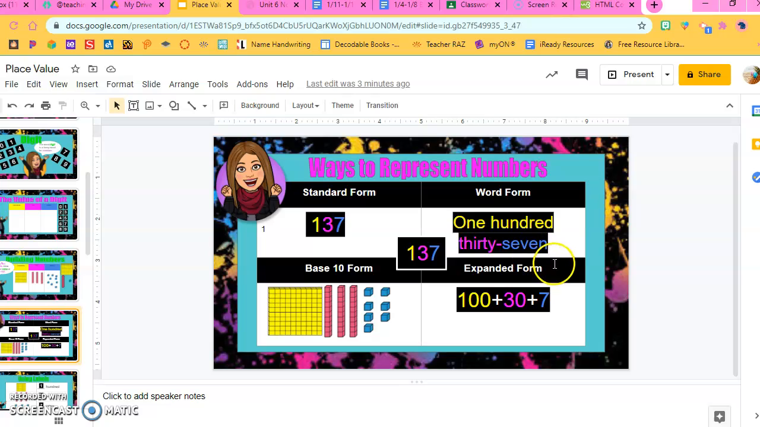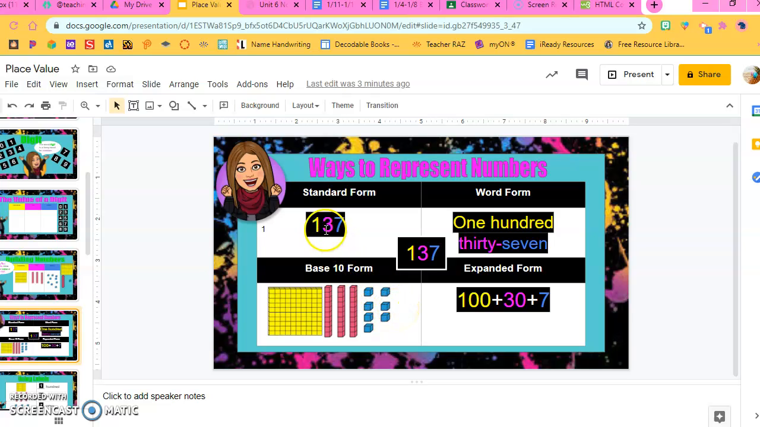137. Okay. And then expanded form, this one's a little tricky at first, but once you get the hang of it, I think that it's not that super tricky. We're just putting the zeros and we have to expand using the plus signs. So we have 100 plus 30 plus 7. I have 100 right here, plus 3 or 30 right here, plus 7 ones.